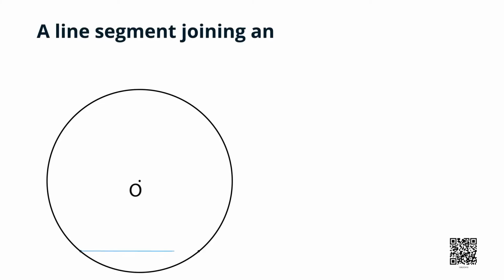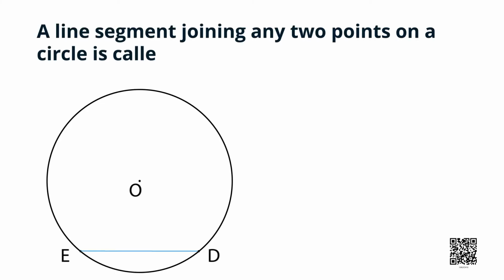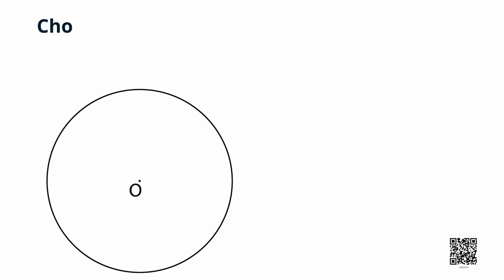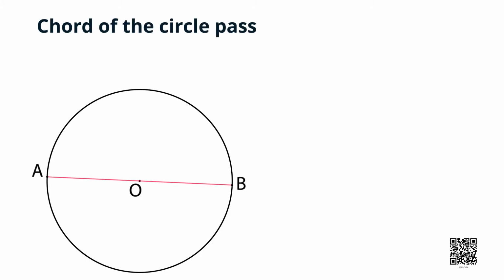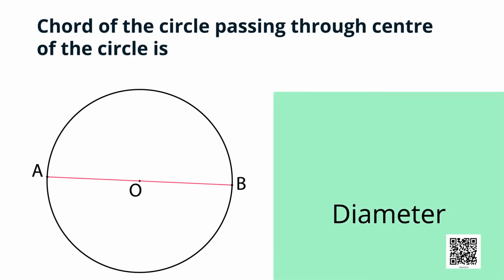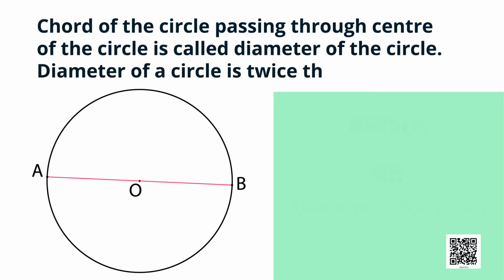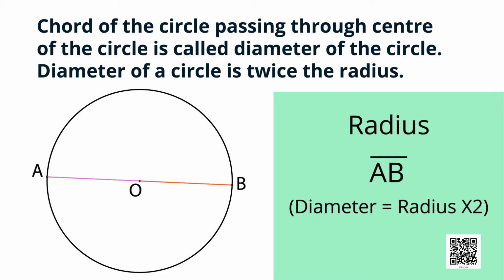Let us recapitulate a few terms related to circles. A line segment joining any two points on a circle is called a chord. Like in this figure, ED is the chord. A chord of the circle passing through the center of the circle is called the diameter of the circle. Clearly, the diameter of a circle is twice the radius.